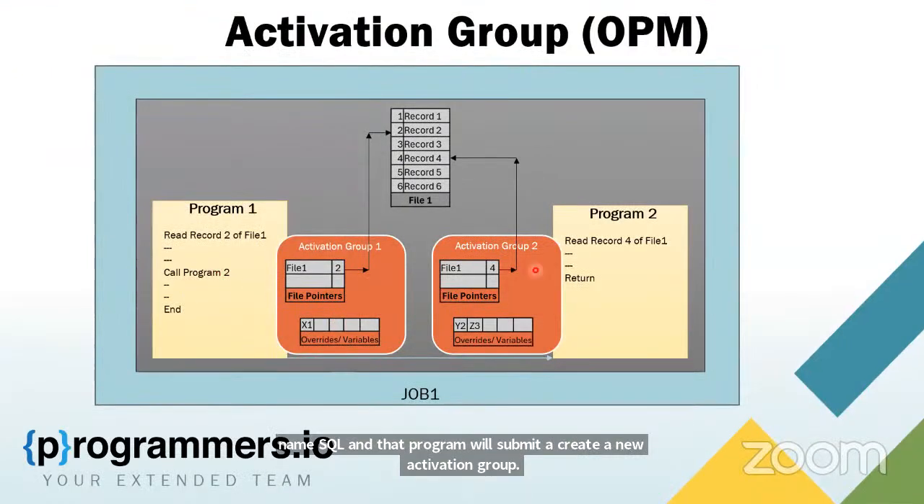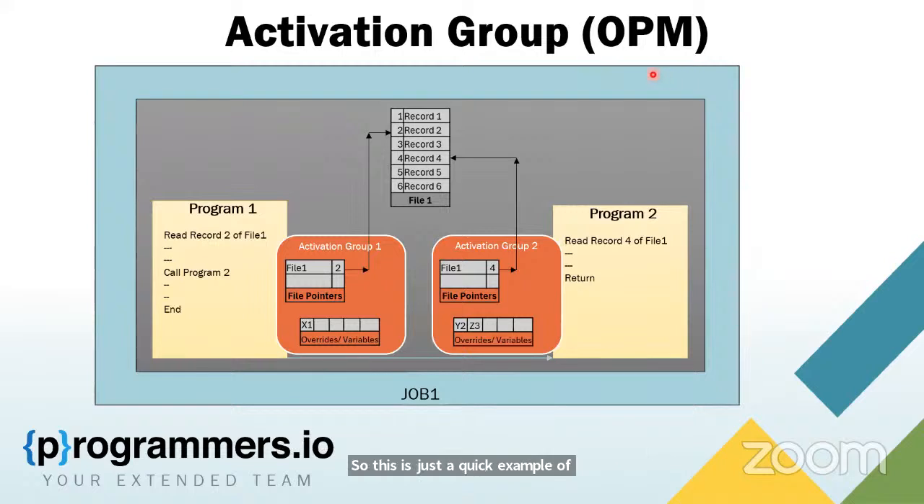So this is just a quick example of activation group. This is in the OPM model. OPM model is the old model. ILE is the new, upgraded version in the IBM i system, right? ILE was created because, for example, earlier when you called a C program from an RPG program, the RPG program would create its own memory, and the C program would again create its own memory area and environment. So it's actually an overhead.